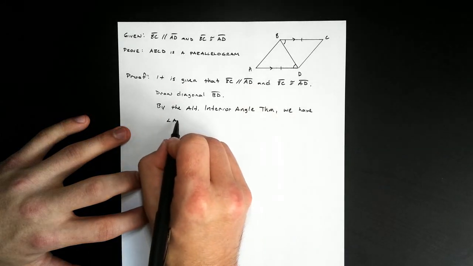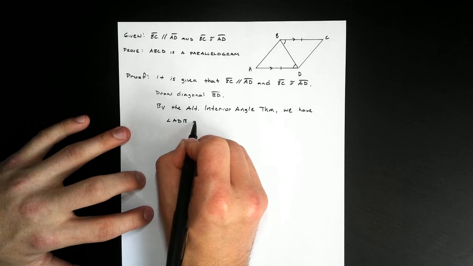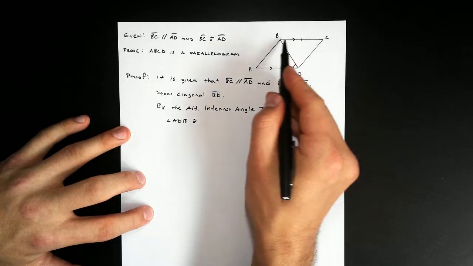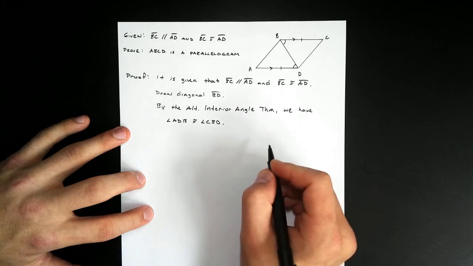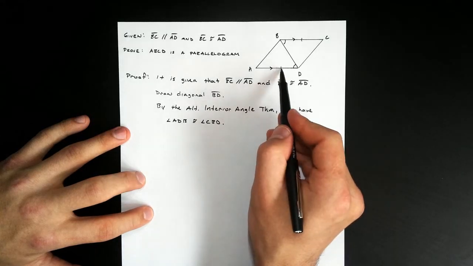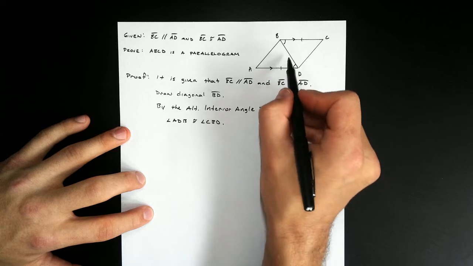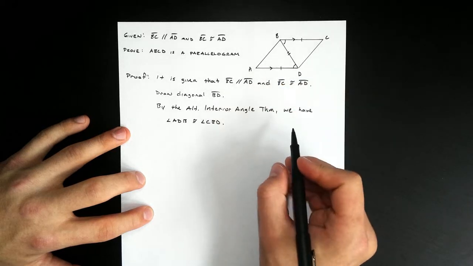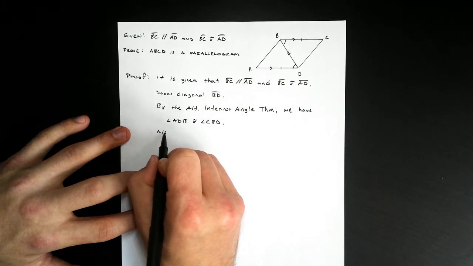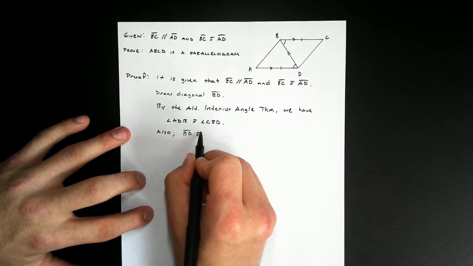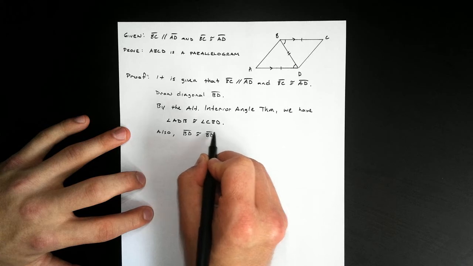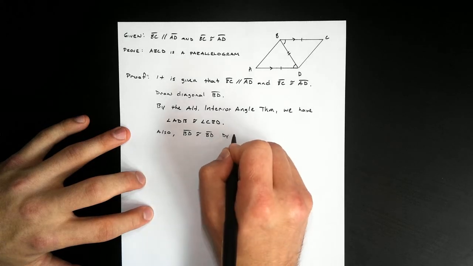So angle ADB is congruent to angle CBD. Now we have a pair of sides, we have an angle, and then we have this shared side in the middle. So we know that BD is congruent to itself, and that's always the reflexive property.